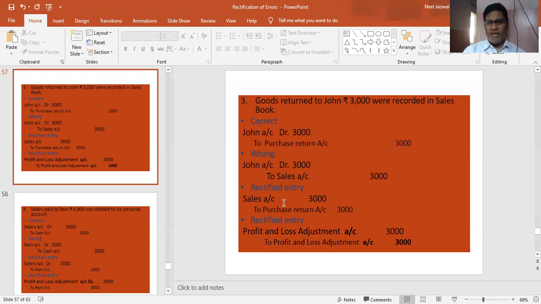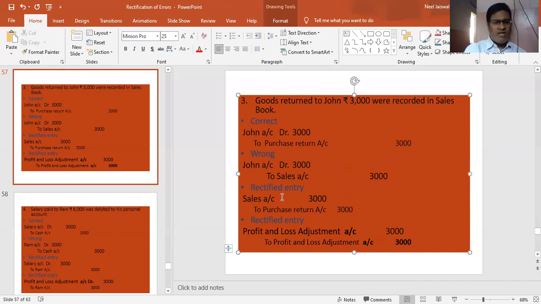So sales account will be debited, and purchase return we have to create. So purchase return account credit 3,000. Therefore, the rectified entry is profit and loss adjustment account debit to profit and loss adjustment account, because both are nominal accounts.